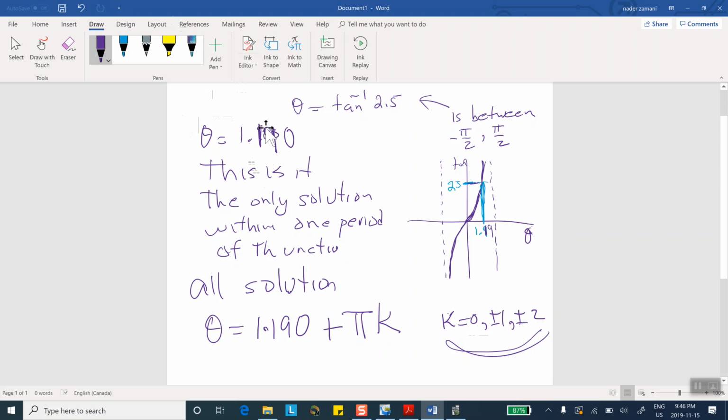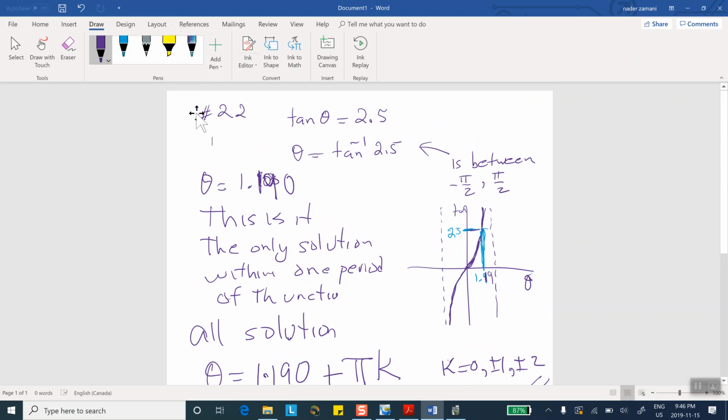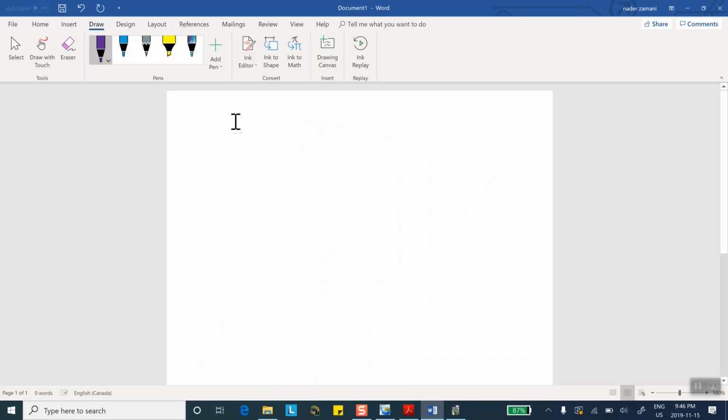Number 23. Again, it has to be done approximately because we don't recognize the angle. Tan of theta equal to minus 10. The first thing that we're going to do is say theta is equal to tan inverse of minus 10. And the calculator is going to spit out an angle between minus pi over 2 and pi over 2. Okay, so let's go ahead and stick it in there.